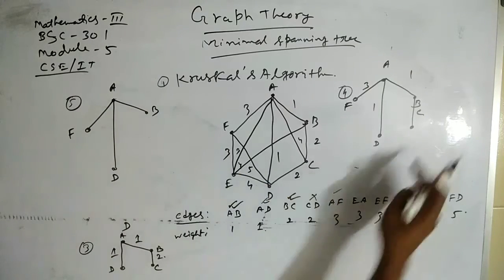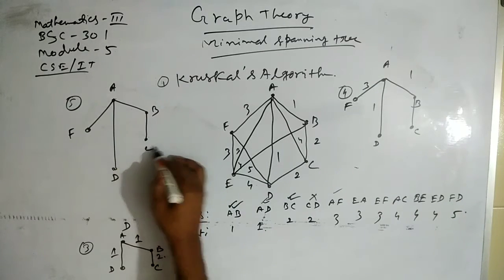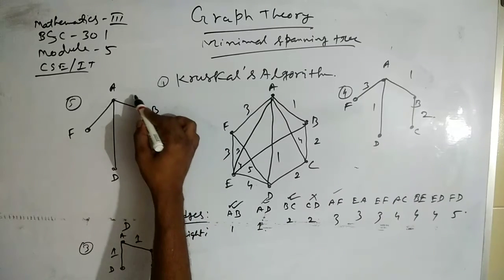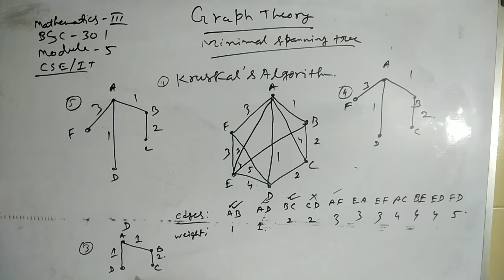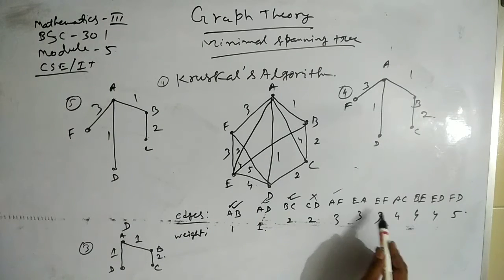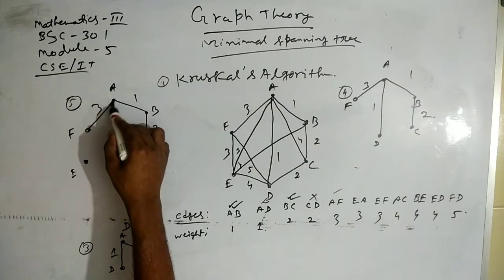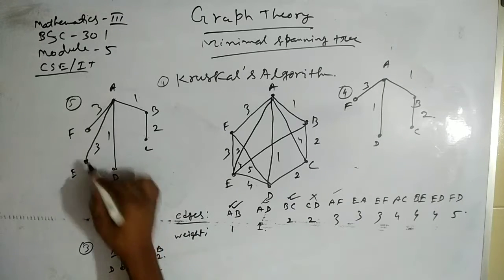AB, this will be C, B, C. The weight of this is 2. So 2, 1, 3, 1. Okay. Now the next edge is EA. This is the vertex E, and the edge is like this, EA. And the weight of EA is 3.